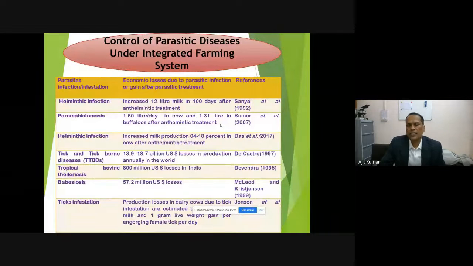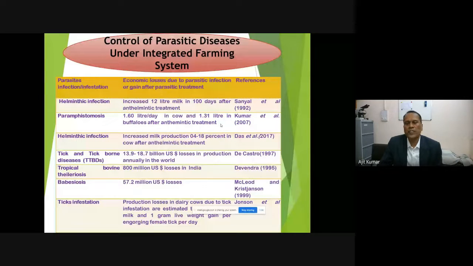There are various types of parasites which come under mainly three groups. The helminth parasites, which mainly live inside the gastrointestinal tract of the host. Another is the ectoparasite, which lives on the body of the host. There are various types of ectoparasites which mainly act as vectors of many diseases, like fly, flea, lice, tick and mites. Mainly ticks act as a vector for many diseases. So many diseases are transmitted through ticks, known as tick-borne diseases.